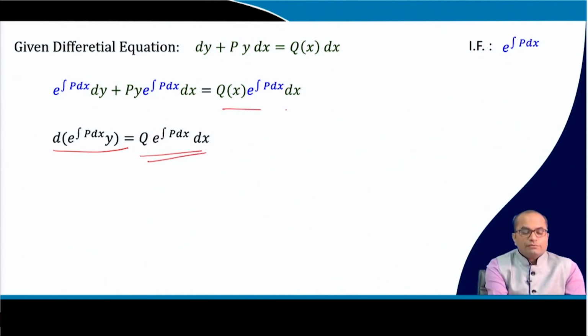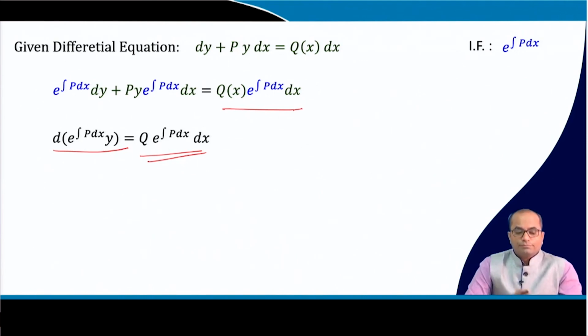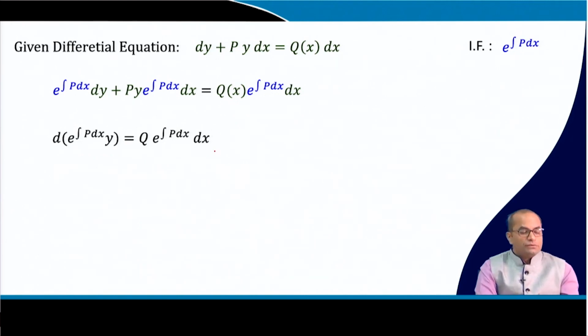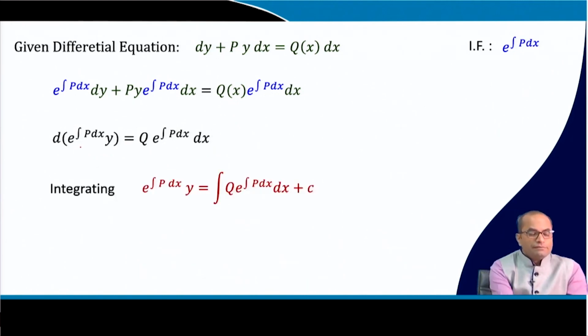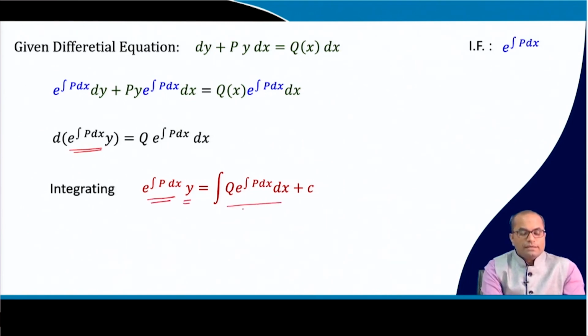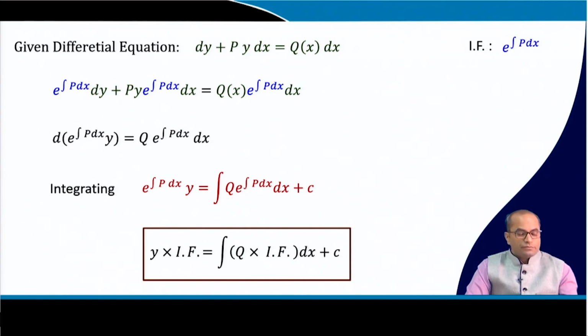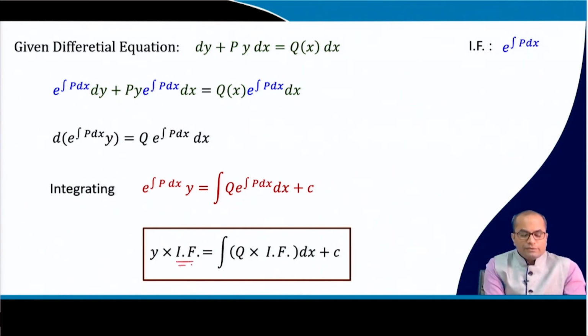On the right hand side we have q(x) e^(∫p dx). Now if we integrate this equation, what will happen? After integrating, we will get e^(∫p dx) into y, and on the right hand side we have again the integral of q e^(∫p dx) plus a constant term. So, this is the solution of the given linear differential equation, which we can remember in this form, that once we have the integrating factor, we can get it easily from this e^(∫p dx).